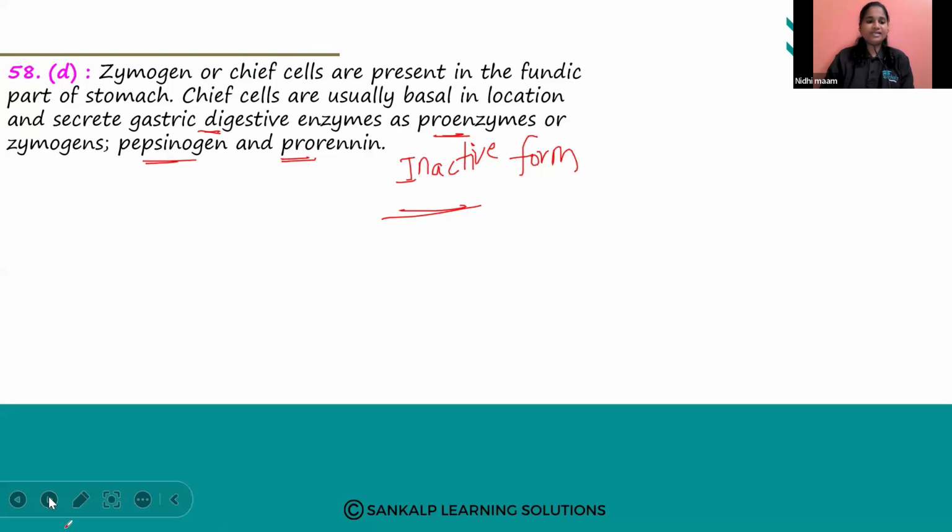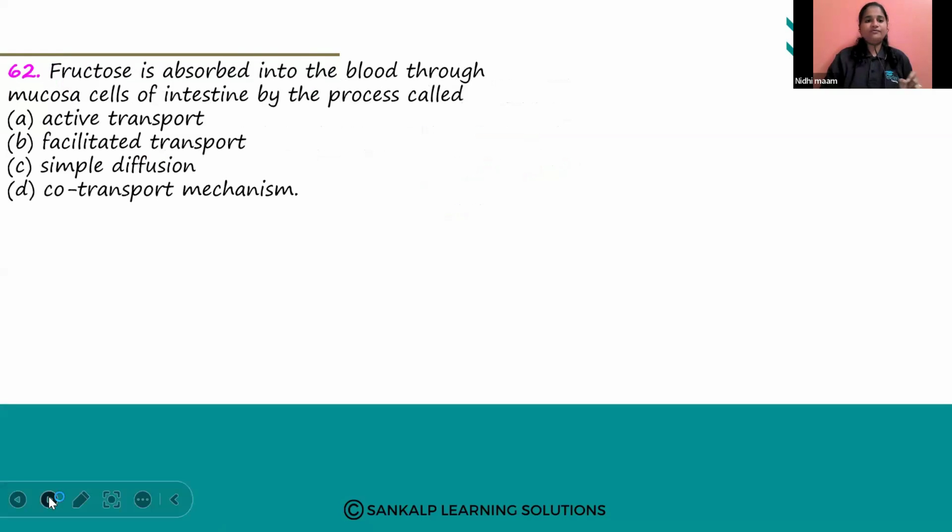Okay, so let us proceed to the next question. Fructose is absorbed into the blood through the mucosal cells of the intestine by the process called as. Fructose is a carbohydrate. It is absorbed into the blood through the mucosal cells of the intestine by the process called: active transport, facilitated transport, simple diffusion, or co-transport mechanism.